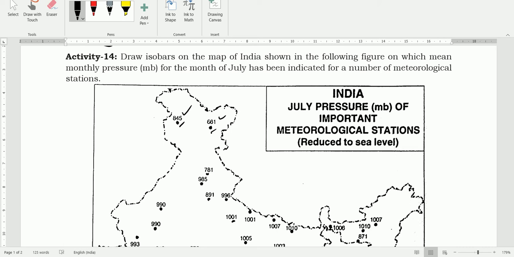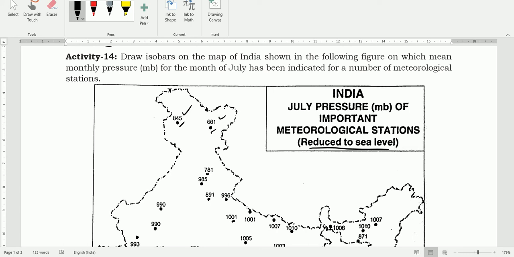And see here, you must know that all the pressure values given here are reduced to sea level. Why are they reduced to sea level? Because, like temperature, pressure also decreases rapidly with increasing height, and that is why we cannot compare these pressure conditions between the stations before reducing to the sea level.